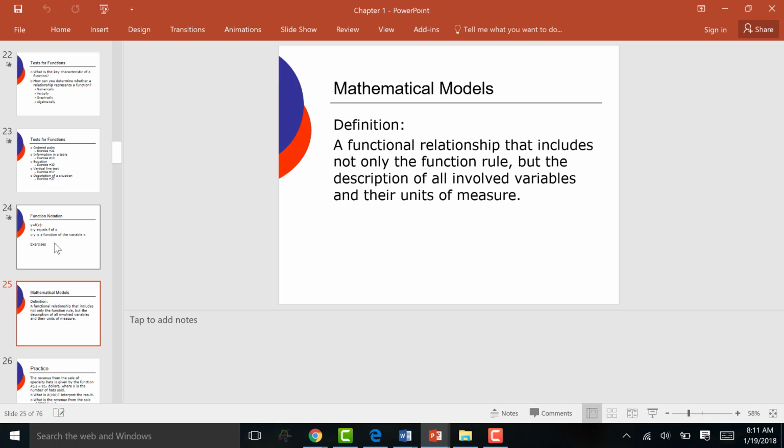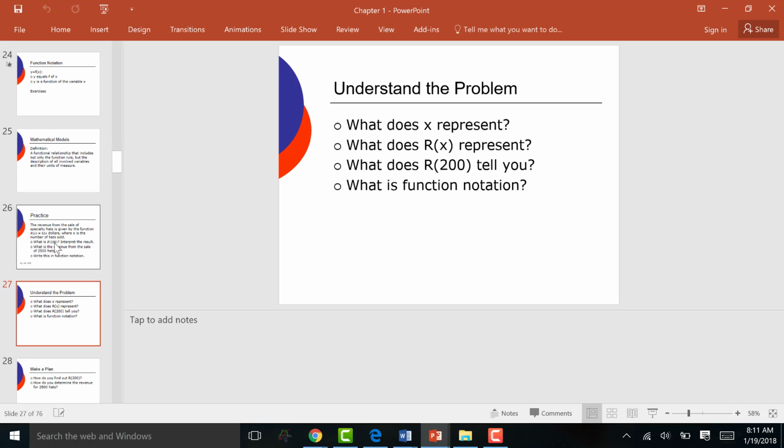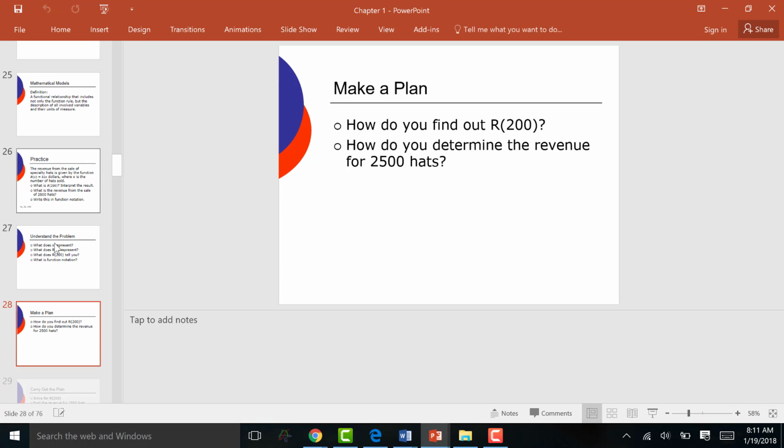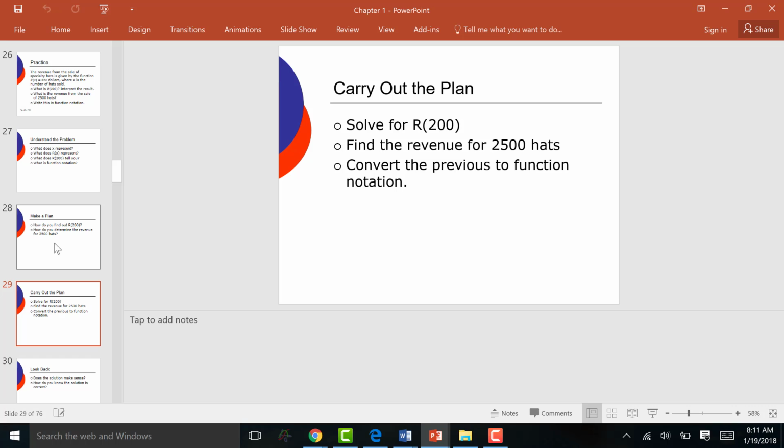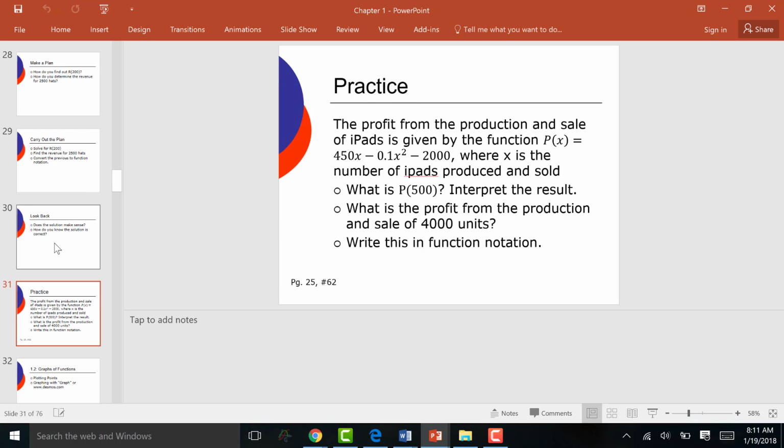Here's the next slide, which is mathematical models. We're going to talk about that one. Then, of course, you get some practice exercises. Here are the practice ones with the revenue for the sale of specialty hats. After we go through that problem, we want to make sure you understood everything with it. We should be able to finish 1.1 today. That is my goal. Once we get done, we'll talk about whether you understood the solution, practice one more, and then we'll be done for the day.